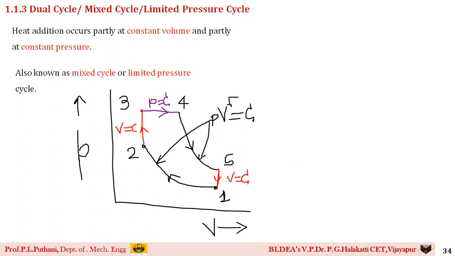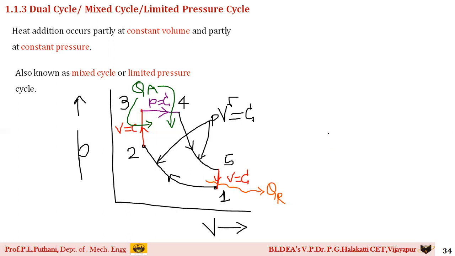As per the statement, the heat addition takes place partly at 2 to 3 as well as 3 to 4. So the heat addition QA, we show it like this: part at 2 to 3 and some part at 3 to 4. Similarly, heat rejection occurs at 5 to 1. That is a constant volume heat rejection process, QR. This is the pressure volume diagram, students.